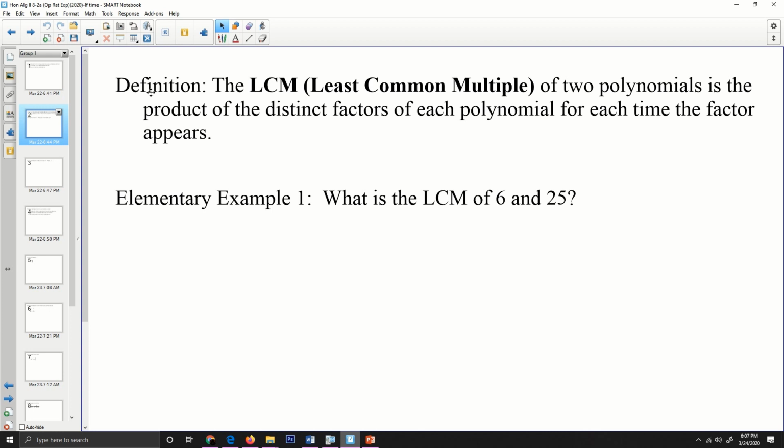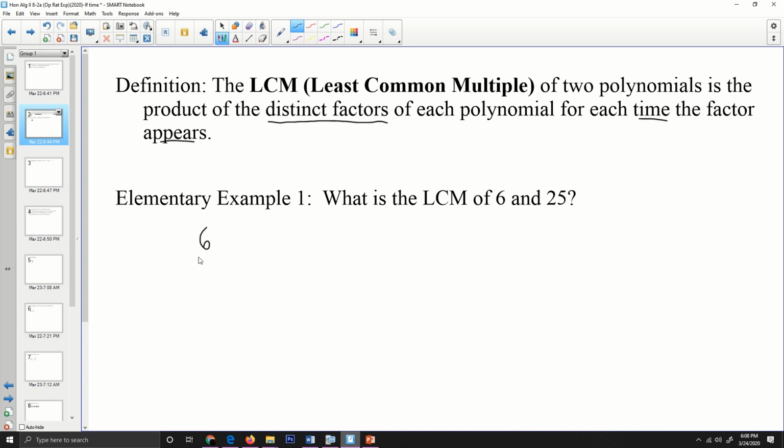You guys have found the least common multiples of numbers like 6 and 25. And you guys usually have a fairly easy time finding this, but I want to break it down so that I can talk about the distinct factors and for each time the factor appears.